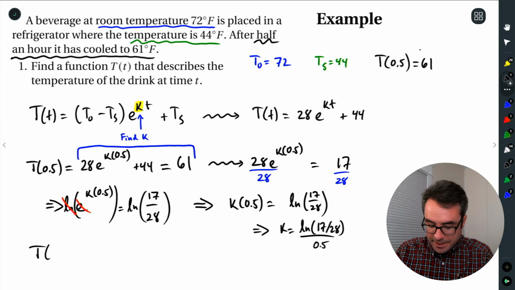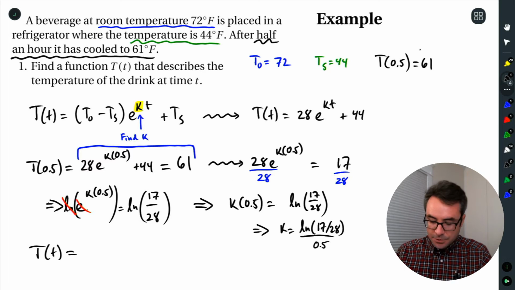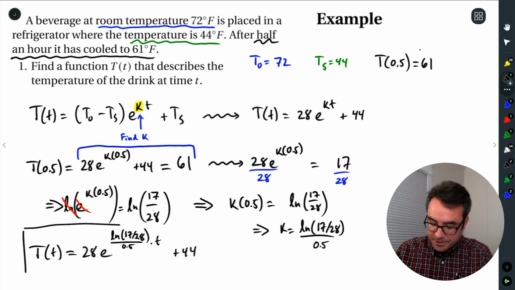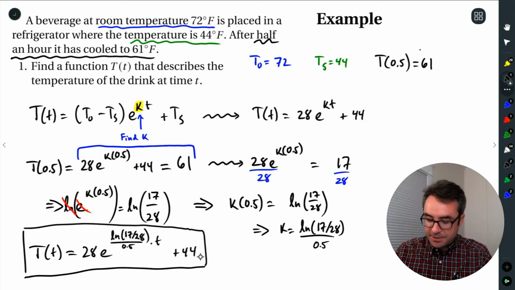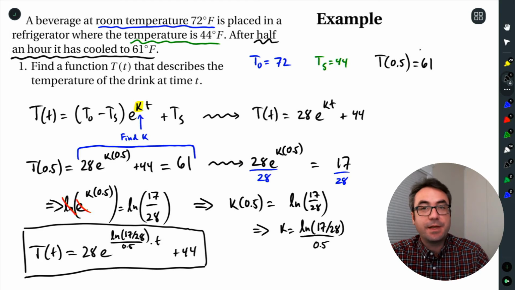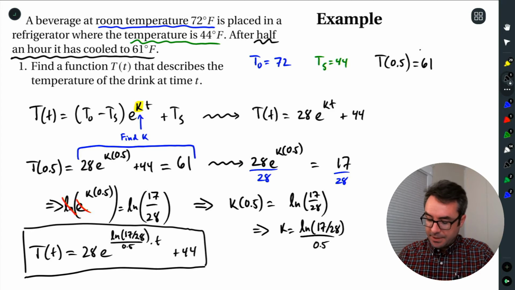Now let's plug it in to get our nice temperature function. So we're going to have 28e raised to the natural log of 17 divided by 28 all over 0.5 times t, and then plus 44. So there's our nice temperature function now. That describes the temperature of our beverage that's sitting there in the fridge. So we can model the temperature for that object that's undergoing some cooling. So we can answer all sorts of questions based off of this function. So let's look at the next part.